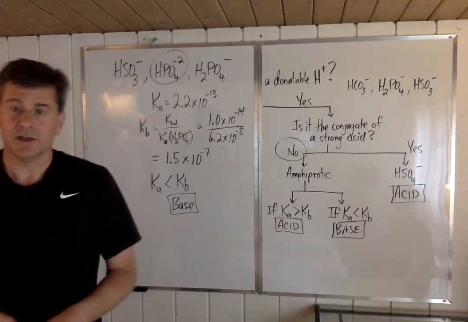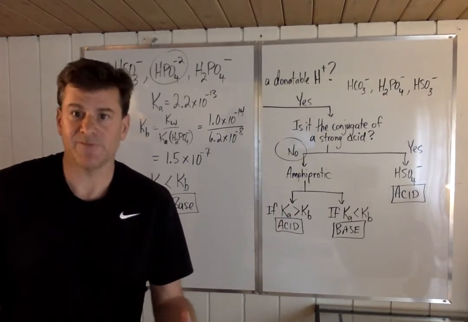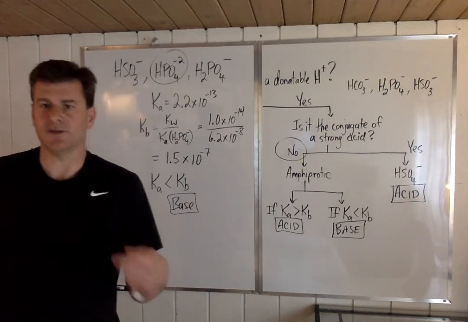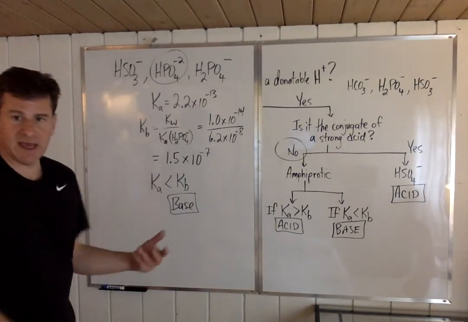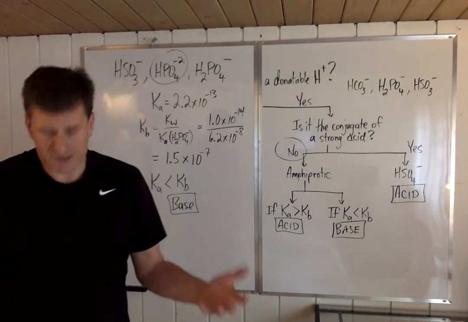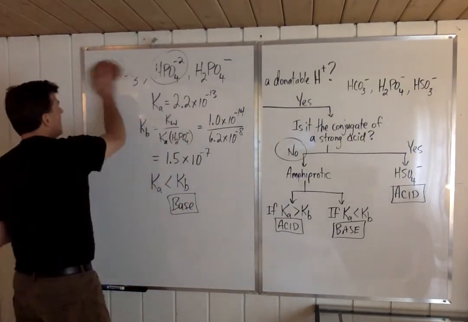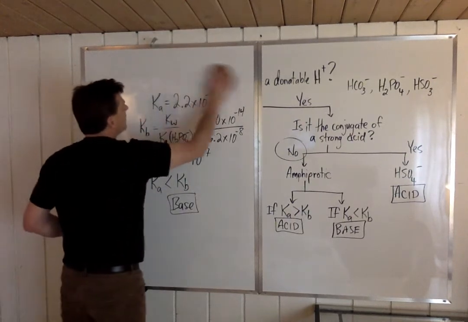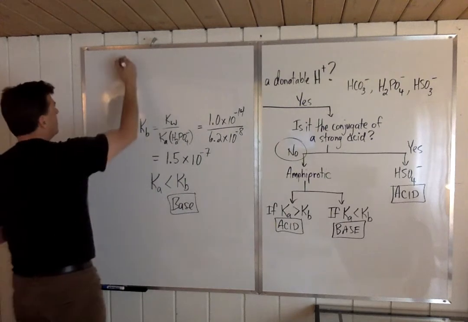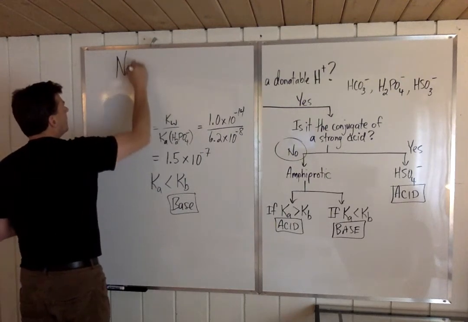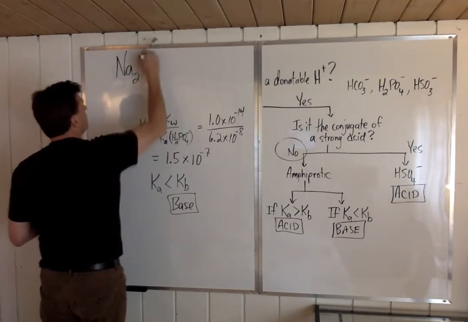Now, of course, you can sometimes have these things on the tip of your tongue because you've seen them so many times that you know one's acidic, one's basic. But the proof is the Ka versus the Kb. So let's just look at a practical situation.